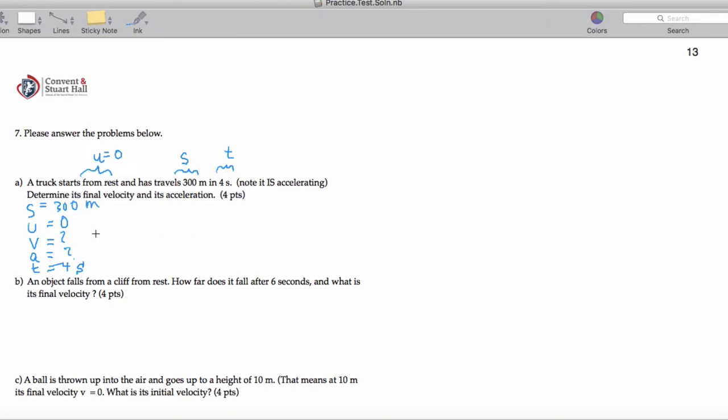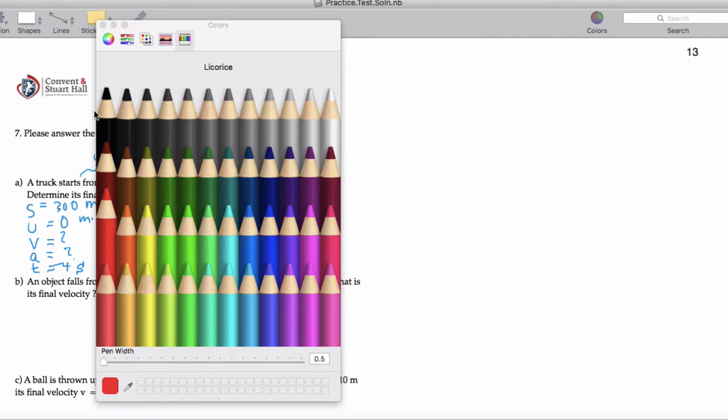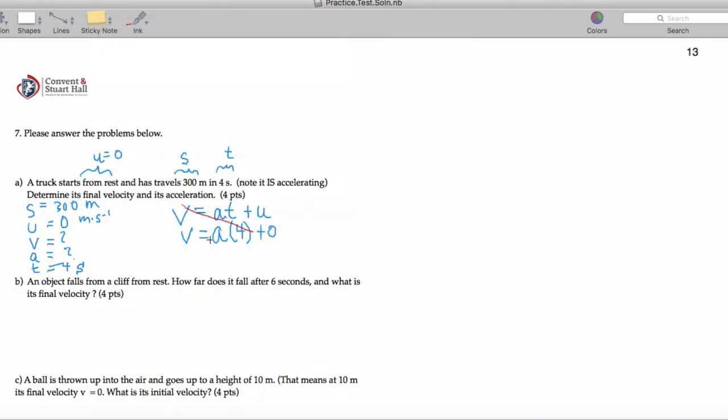Now what we're going to do is set up our Suvat equation. To determine its final velocity, let's try to use the velocity equation. So v equals at plus u. Let me plug in what I have. V is unknown, so I'll leave it as v. A is unknown, so I can't use that. T is 4, and u is 0. So this equation, we tried it, and it doesn't work. All right, let's try the next equation.